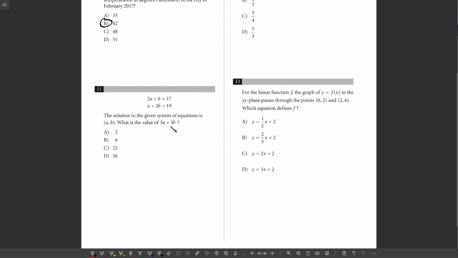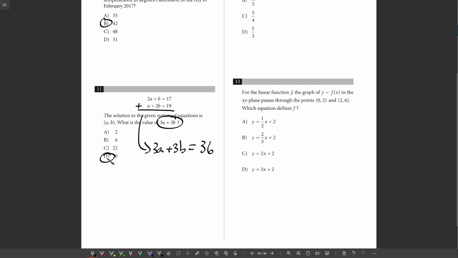All that's fine. I'm just going to show you a shortcut, and that is when they're looking for something weird, that's usually a signal that there's a shortcut where you can just try adding or subtracting the equations as is and see what happens. And indeed, when I add these straight away, I get 3a plus 3b on the left equaling 36 on the right, and so I'm done.